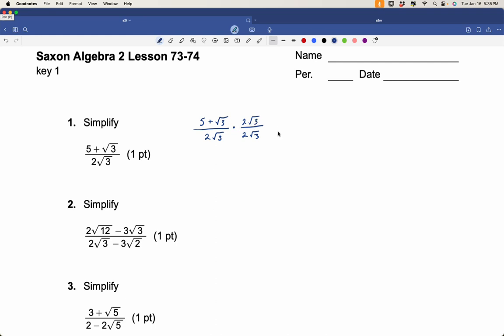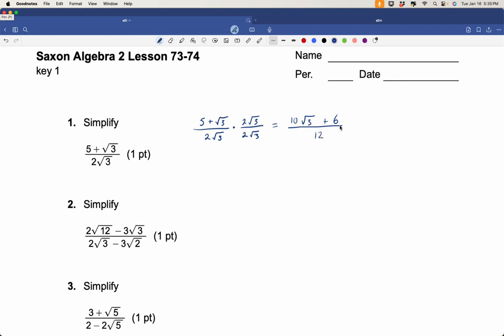So when we do this, 5 times 2, that's going to equal 10 times the square root of 3. And then 3 times the square root of 3 is 3 times 2. That's going to be plus 6. Now, 2 times 2 is 4, and square root of 3 times square root of 3 is 3. So 4 times 3, that's 12.